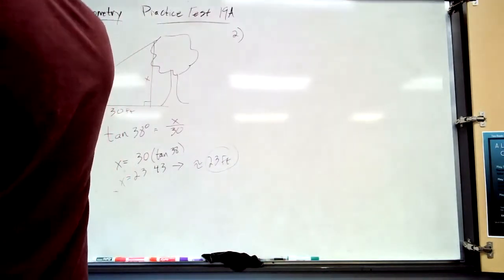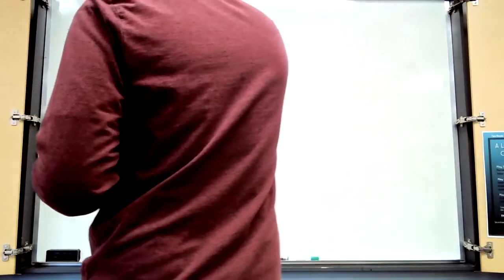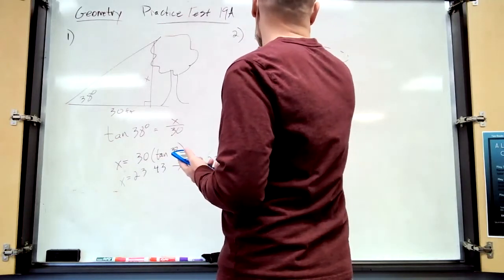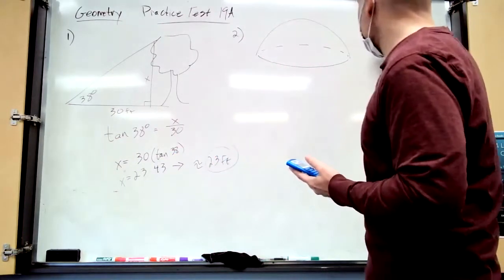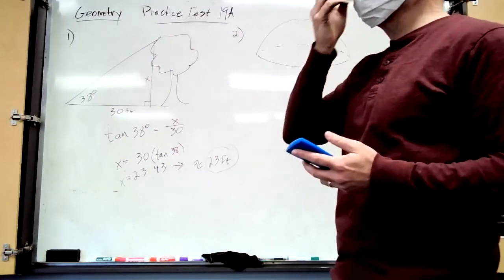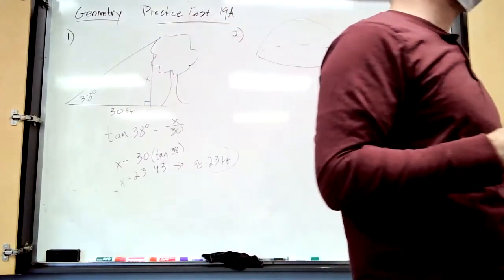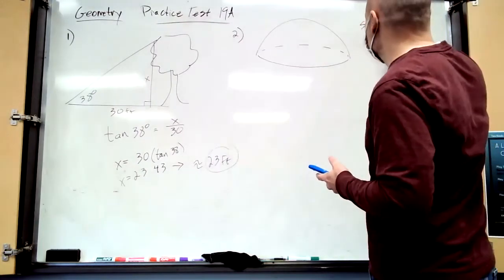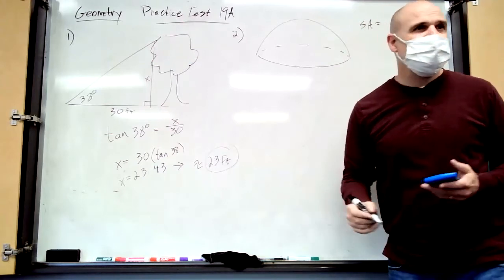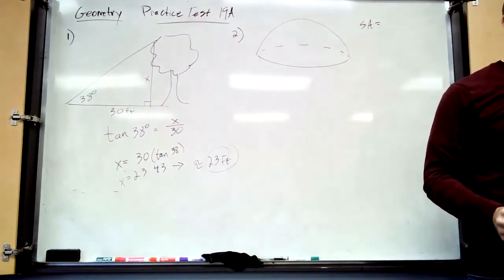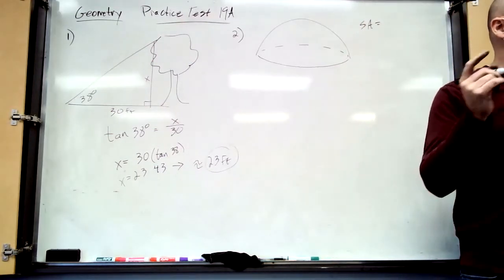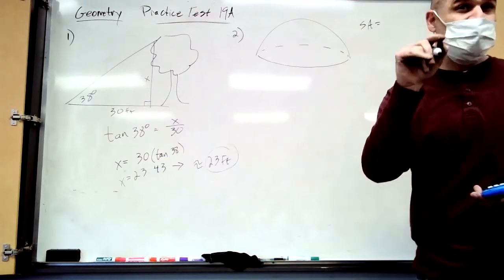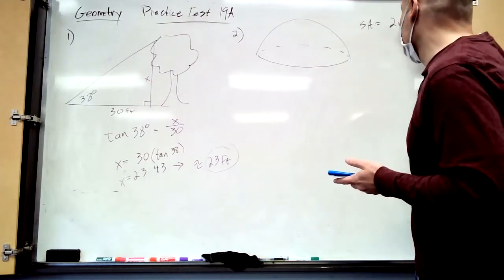Find the surface area and volume of a hemisphere with a 6-inch diameter. Okay, remember the surface area. Do you guys remember the surface area of a sphere? It's 4 pi r squared. So a hemisphere would be 2 pi r squared, right?